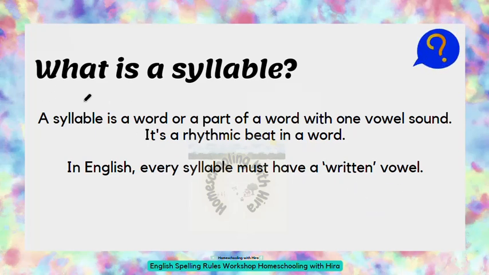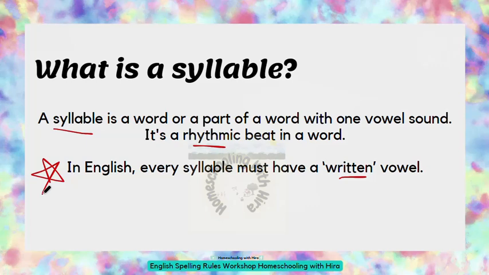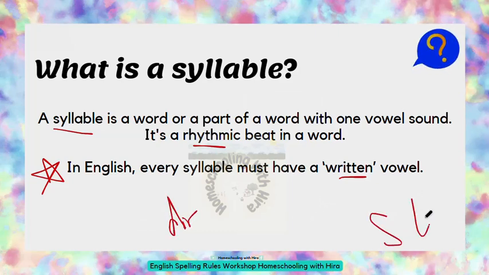And now is the last topic of this video, which is syllables, or what is a syllable. So a syllable is a word or a part of a word with one vowel sound. It's a rhythmic beat in a word. In English, every syllable must have a written vowel. This is the most important thing. Write it in your notes. In English, every syllable must have a written vowel. We cannot say that DR is a syllable or ST is a syllable.